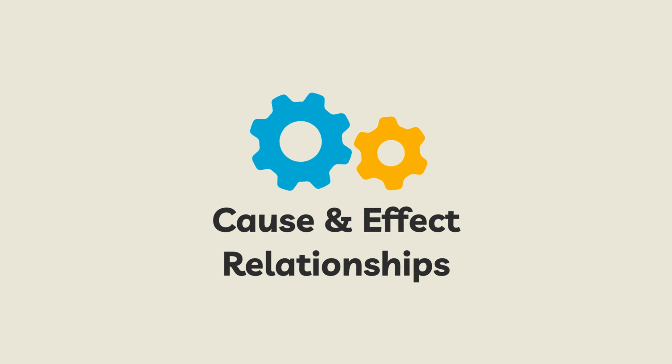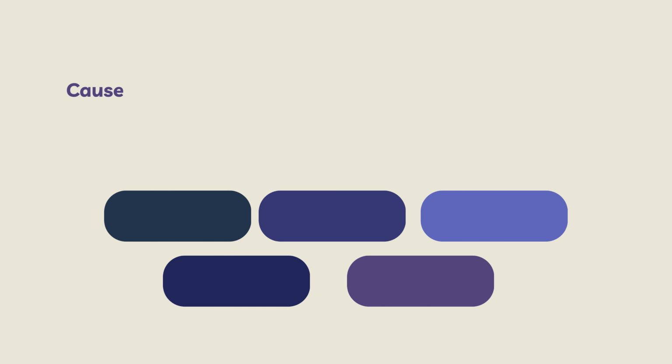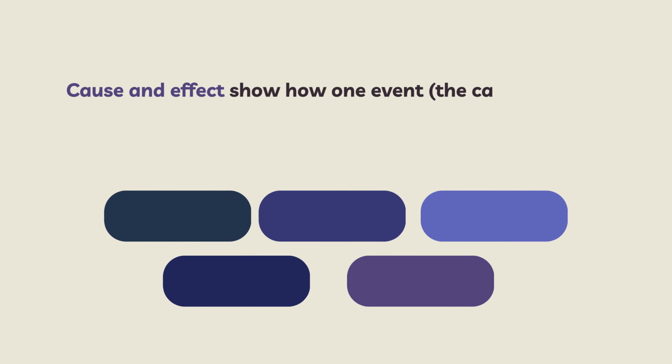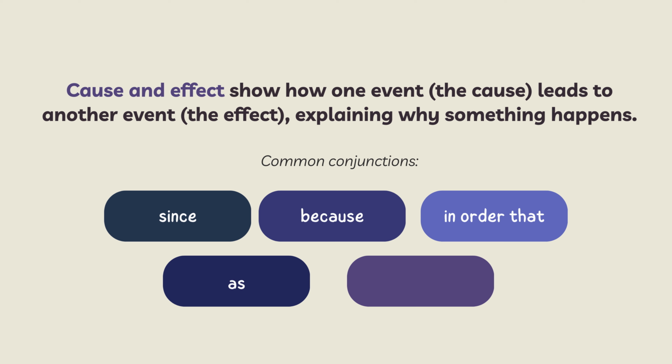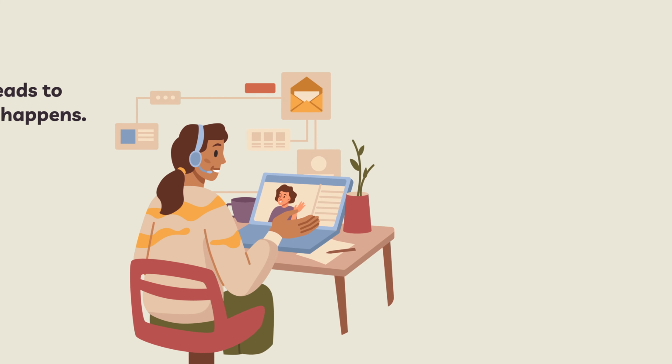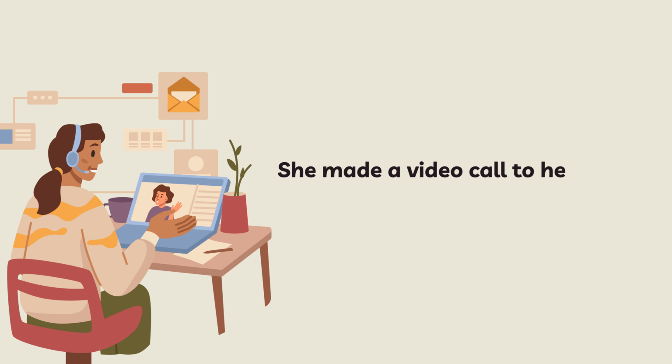First, cause and effect relationships. Cause and effect show how one event, the cause, leads to another event, the effect, explaining why something happens. Here are some of the common conjunctions of cause and effect. Example: she made a video call to her friend as she needed advice.